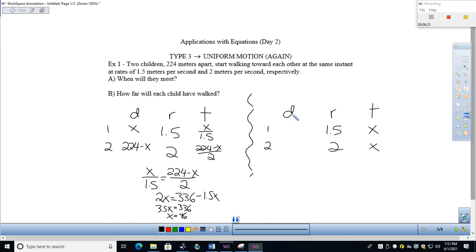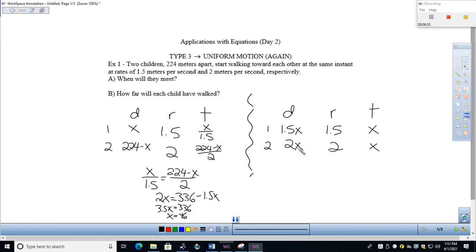Well, distance, as we all know, of course, is equal to rate times time. And so the distance of child 1 would be 1.5x. The distance of child 2 would be 2x. And I have that column filled in. Now that's great. Now I just need to be a little careful here.